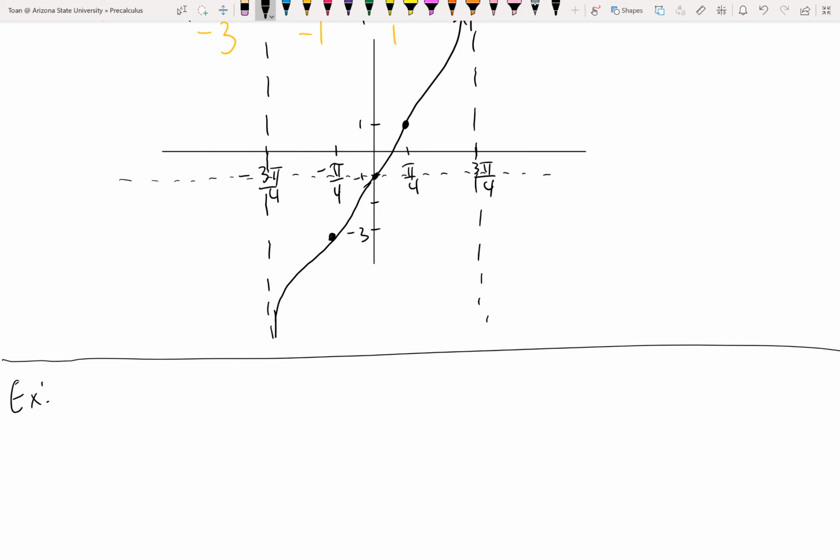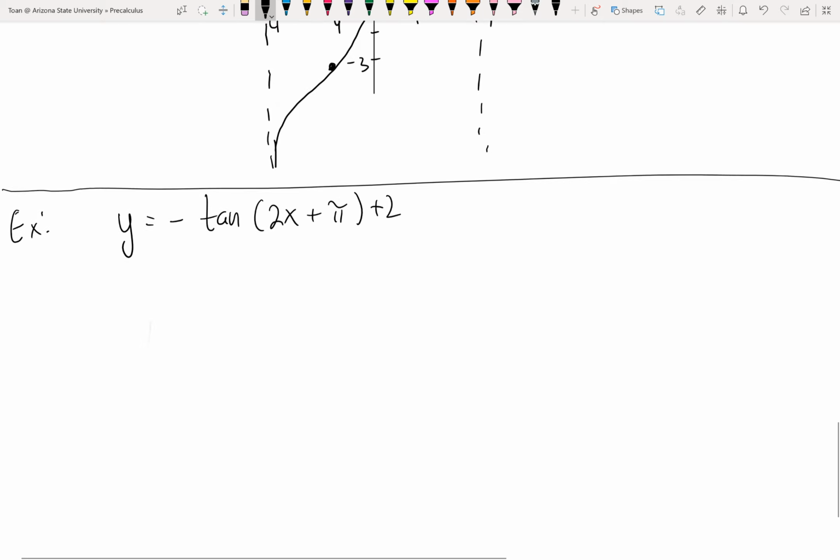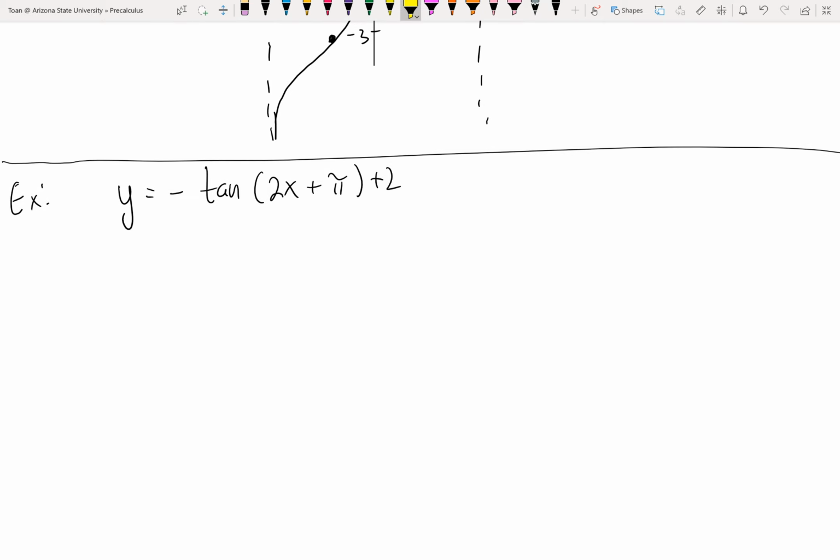Just for good measure, let's just do a negative tangent example. So say I ask you to sketch negative tangent of 2x plus π, plus 2. Notice this is not in the right format. I don't want this number in front of x. I want to factor him out. So we should have seen this on Friday's practice. Before I do anything, I need to factor out that 2. And remember, factoring is the same thing as dividing. So if I want to factor out a 2 from π, that's the same thing as dividing π by 2.